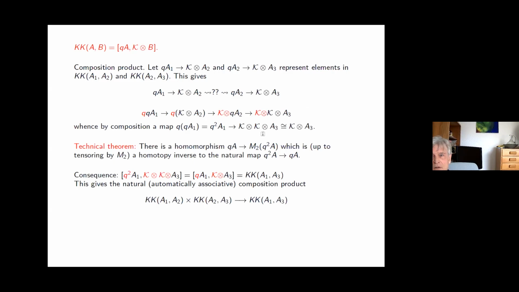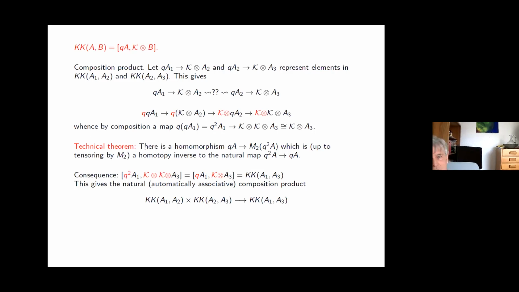Now K tensor A3 is already quite nice because it's of course well known that K tensor K is isomorphic to K. So we get a map from q squared of A1 to K tensor A3. And now we want to reduce also the q squared of A1 to just q if possible. And this is in fact possible, namely one can construct, this is a so-called technical theorem. Kasparov had a technical theorem on which he based his product. And this here is another version of the technical theorem, a little easier to prove than Kasparov's technical theorem.